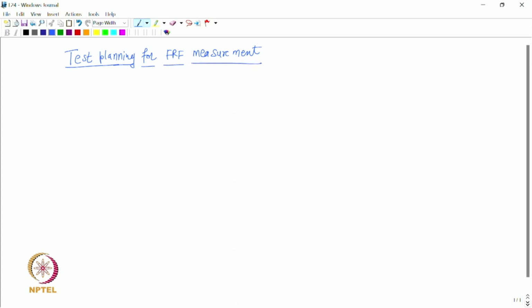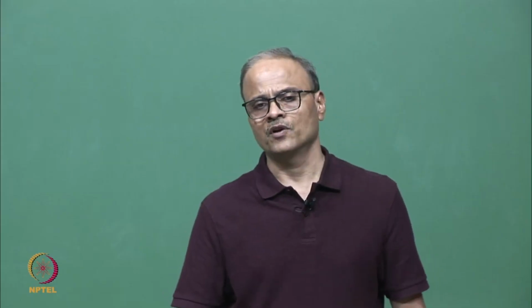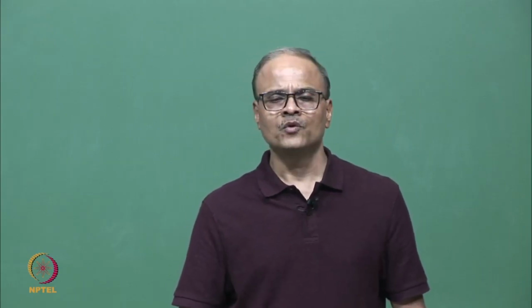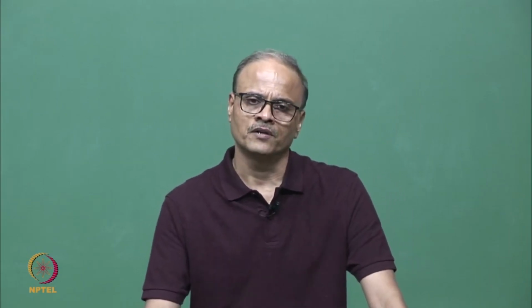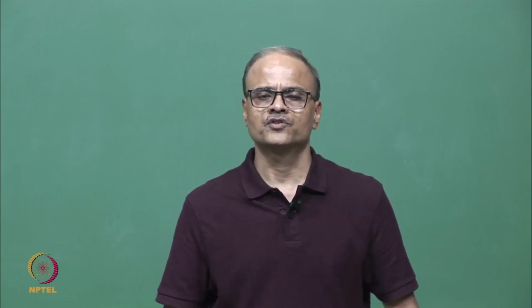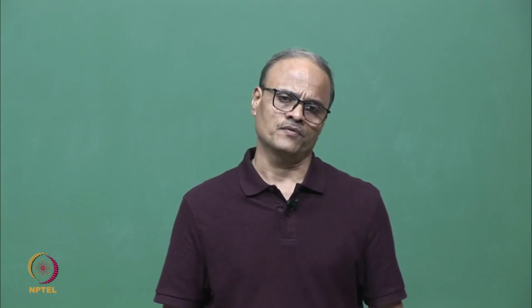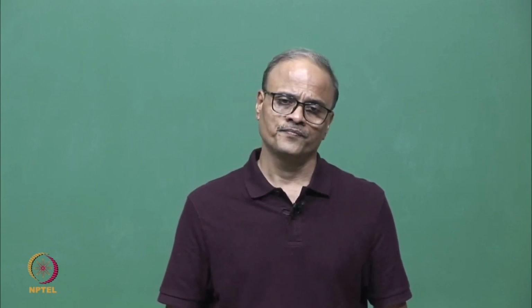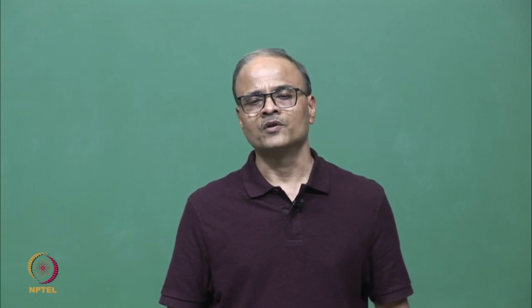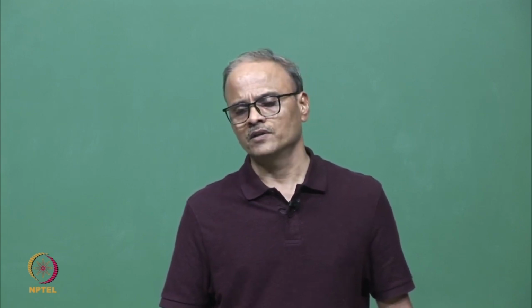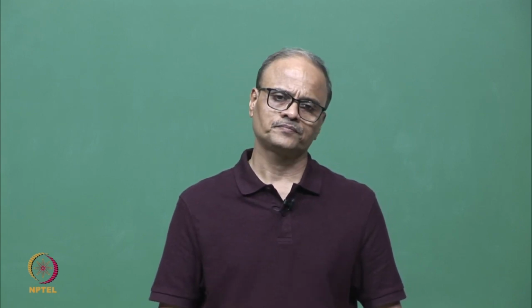A brief outline of the lecture is as follows. First, we are going to look at the choice of boundary conditions for FRF measurement. Then we will look at what should be the frequency range for FRF measurement. Then we will look at the number of measurement points on the structure at which FRF should be measured. Then we will also see what FRFs should be measured at these points, and in that context we will talk about what a roving hammer test and a roving accelerometer test are.